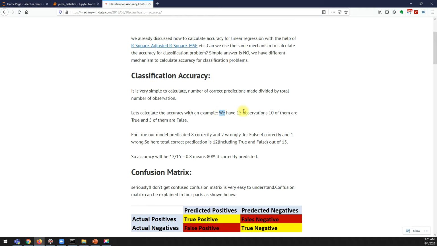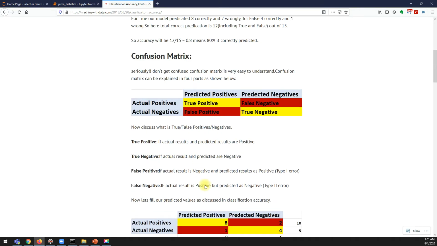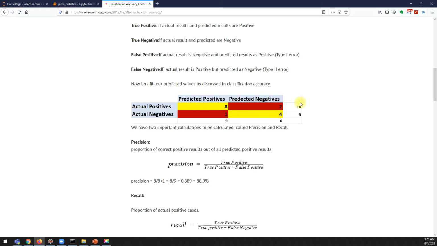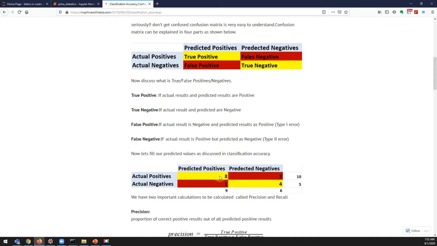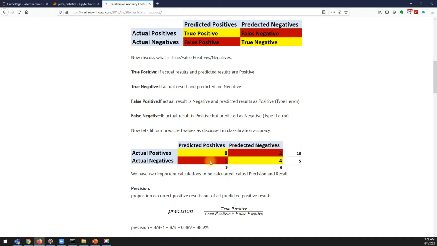Now we'll take a simple example. Let's say we have 15 observations, 10 of them are diabetic and 5 of them are non-diabetic. Now we are just filling in this confusion matrix table for our understanding. Out of 10 positives, 8 are correctly predicted and 2 are wrongly predicted, which means 8 are predicted as positive, which is true positive, and 2 are predicted as negative, which is called false negative. Why is it a false negative? Because it is a positive but predicted as a negative. And out of 5 negatives, 1 is predicted as a positive, which is actually negative, and 4 are predicted perfectly. That's why we call it true negative.